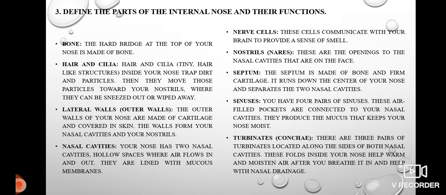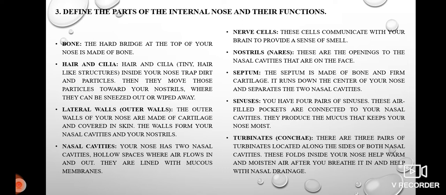So you have also the nerve cells. These cells communicate with your brain to provide a sense of smell. So itong nerve cell, tumutulong ito na communicate sa ating utak na nagbibigay ng sense na humihinga ka o sumisinghot ka. That's why yung isang tao is nakakapag-smell siya. So that's nerve cells.